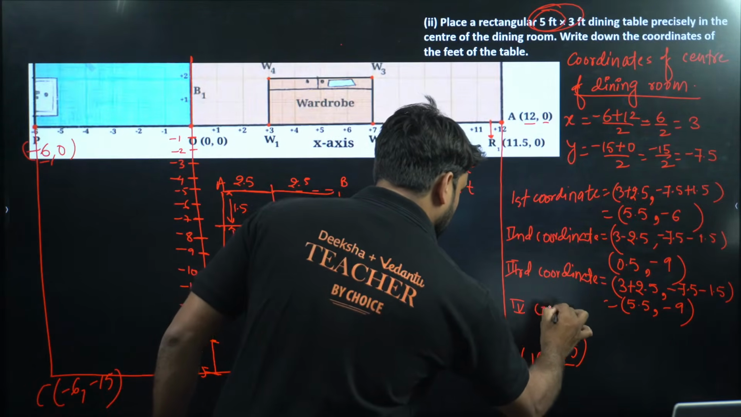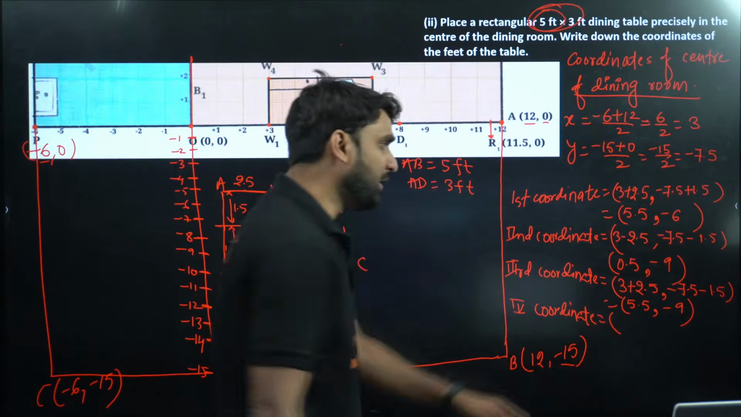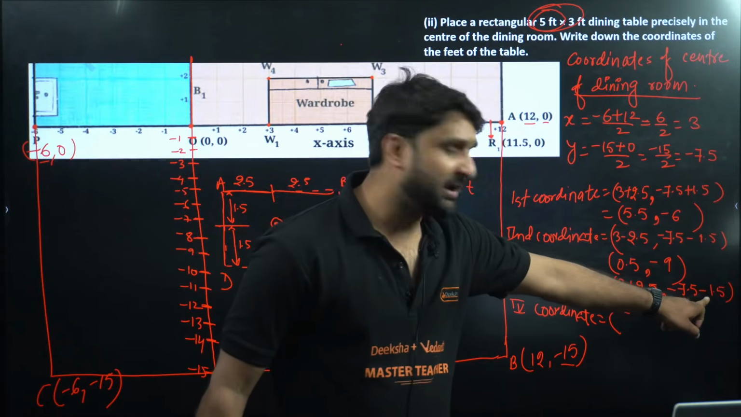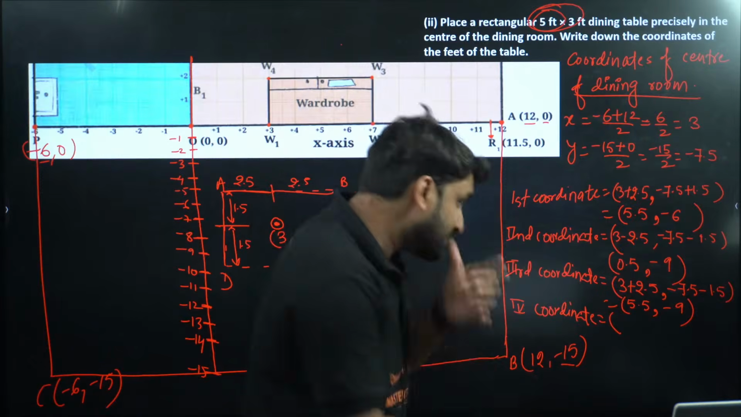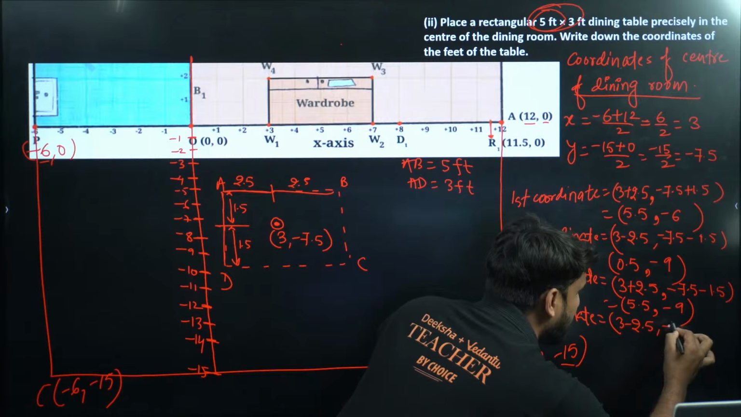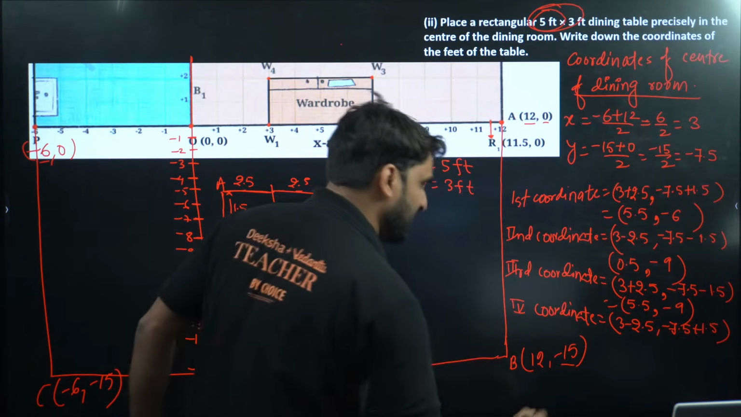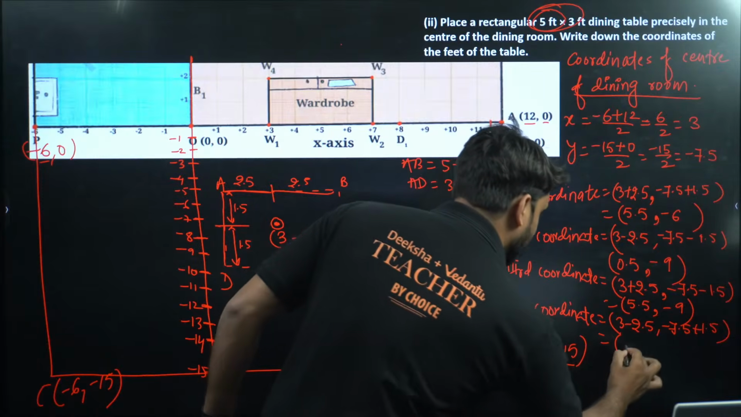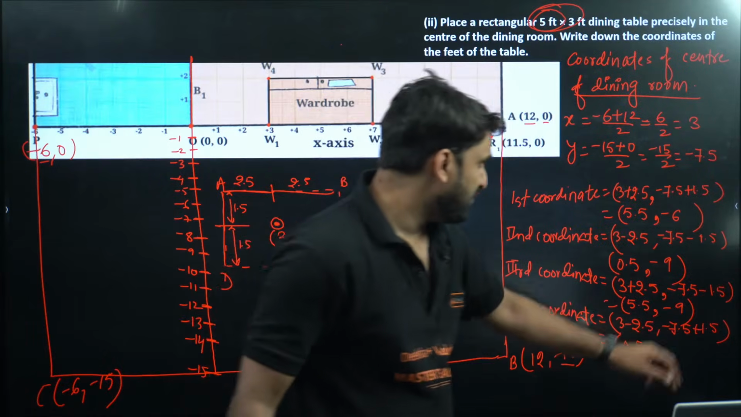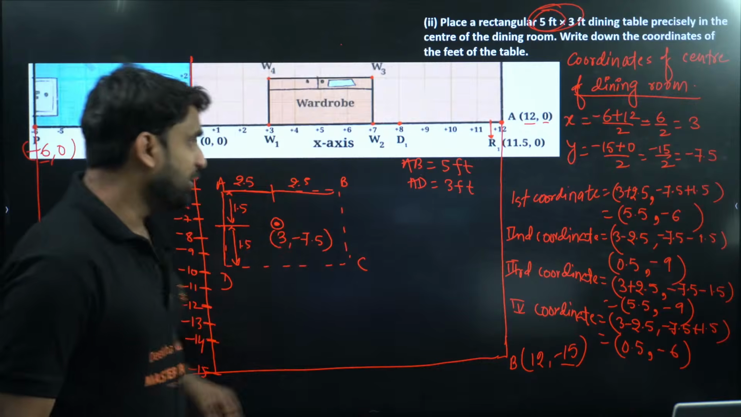Now in the fourth coordinate, what you need to do? Reverse the method of the third coordinate. In the third coordinate, we added X and subtracted Y. Now reverse it: subtract the X coordinate, 3 minus 2.5, and add the Y coordinate, plus 1.5. So what will be the result? 3 minus 2.5 will be 0.5, and minus 7.5 plus 1.5 will be minus 6. So the coordinates are that.